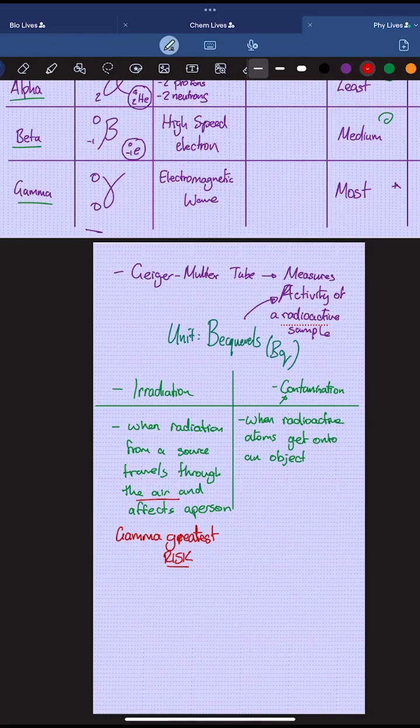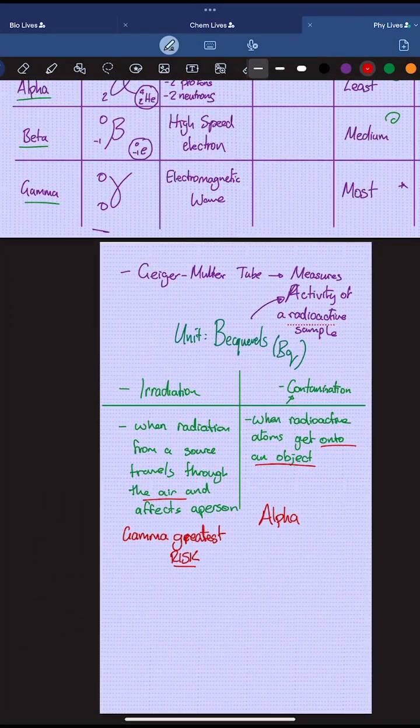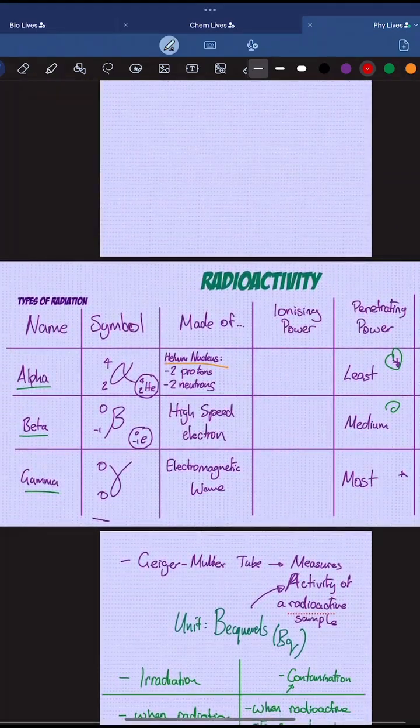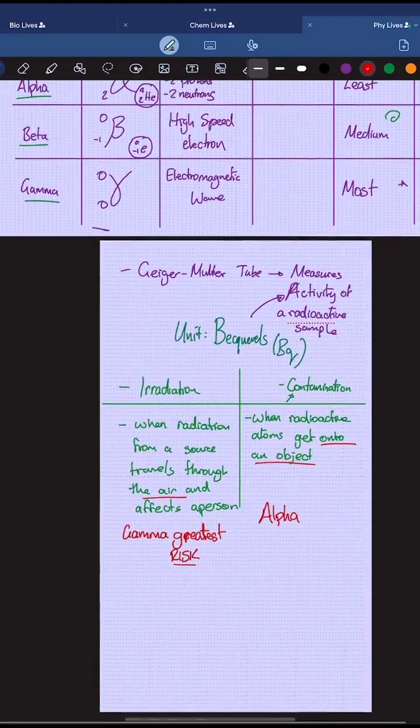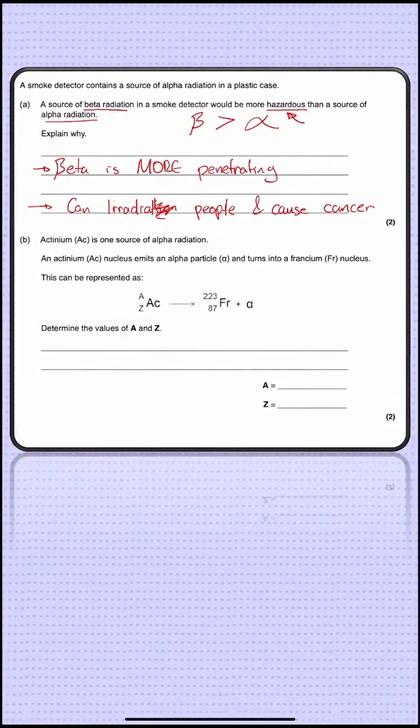That would be alpha. Imagine if you get alpha particles onto your body or into your body, you accidentally eat it, that's going to be more dangerous than gamma, because gamma is the most penetrating and can just pass through your body and out of it. Alpha will stay in your body, and it's the most ionizing, which basically means it's the most dangerous. We'll talk about that in a second. So if it's on you or inside of you, alpha is the greatest risk. Those are the two marks.